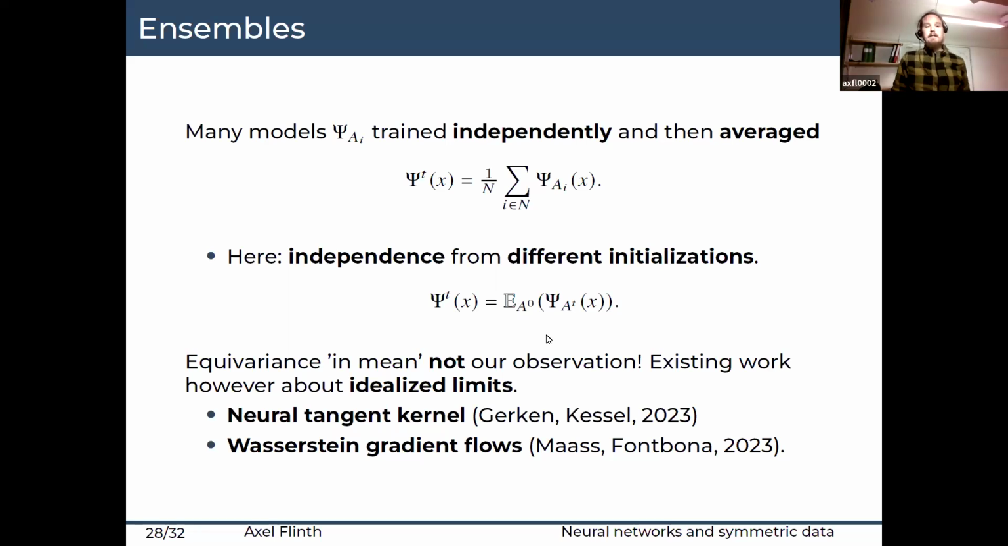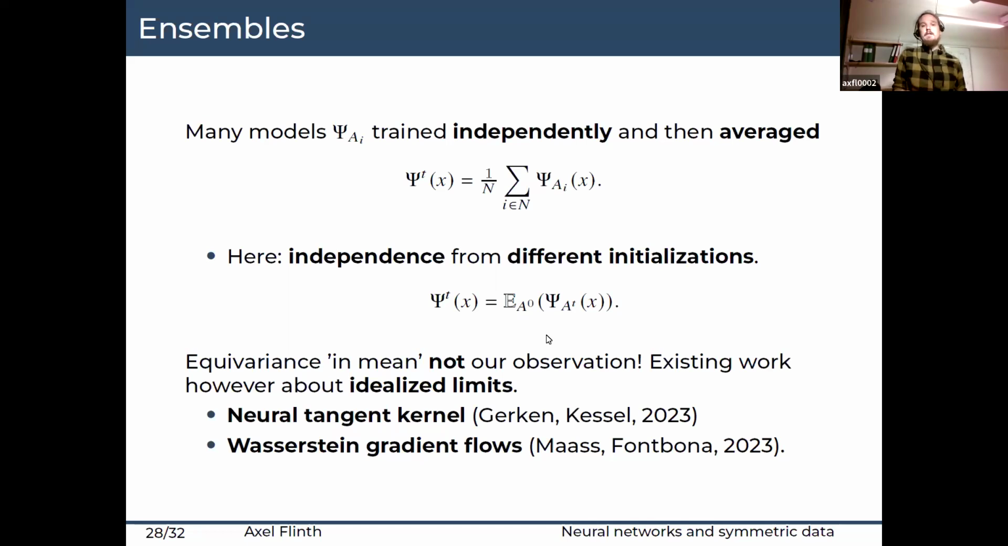And I should stress that this equivariance in mean is not an idea of ours. It's not our observation. However, in the existing work, we could find the real results are about idealized limits. So there's one paper about neural tangent kernel limits, so in the end, we make a statement about a linear training. And there's also another work where they talk about Wasserstein gradient flows, and they somehow are also closer to something linear than what we have when we work on a bona fide network.